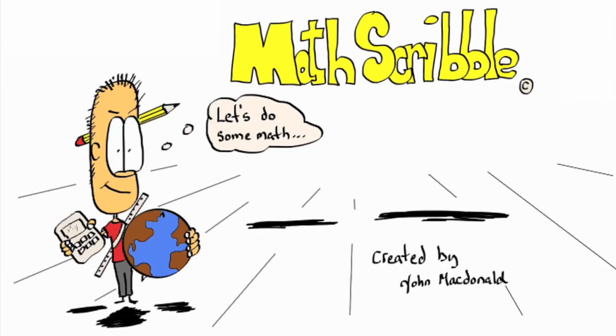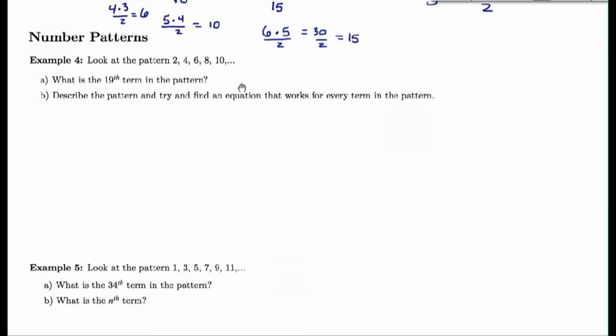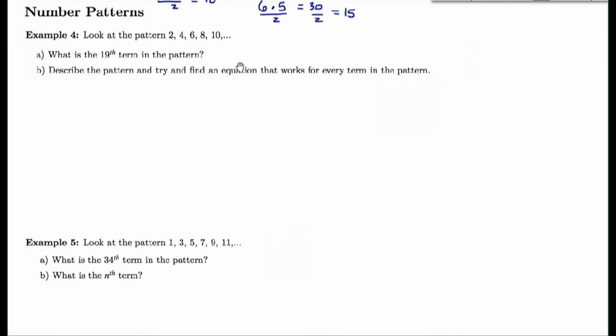Hi everyone, this is part 2 of the notes for inductive reasoning, and we're continuing with number patterns, example 4. Look at the pattern 2, 4, 6, 8, 10, ... that means it continues. What's the 19th term in the pattern? So 2 would be the first term, 4 would be the second term, 6 is the third, and so on. And then part B, describe the pattern to try to find an equation that works for every term in the pattern.